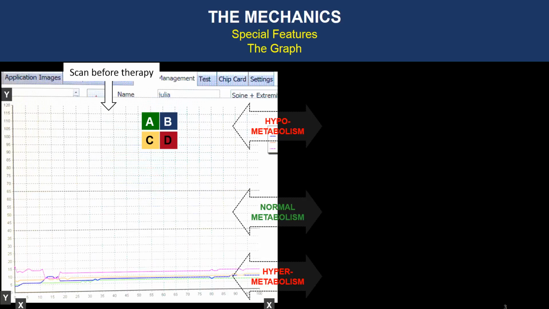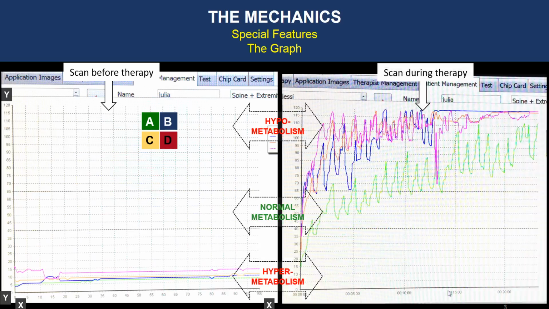So if you look at this patient, you can see that all the 4 channels were in hypermetabolic condition. So this patient was having inflammation in all the 4 areas where the electrodes were applied. So let's see how the treatment went for this patient. This is how typically the system works.